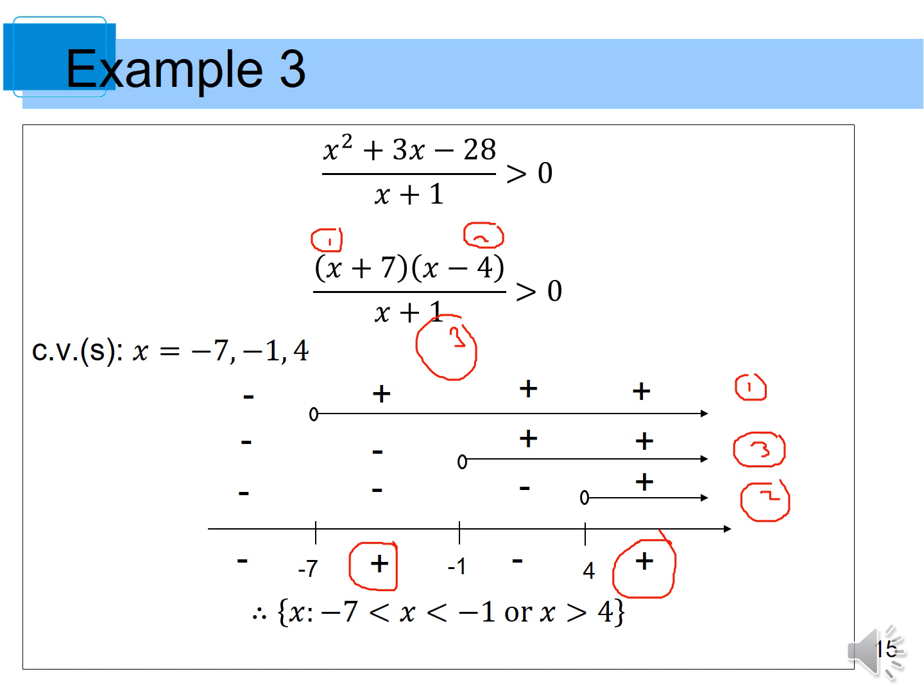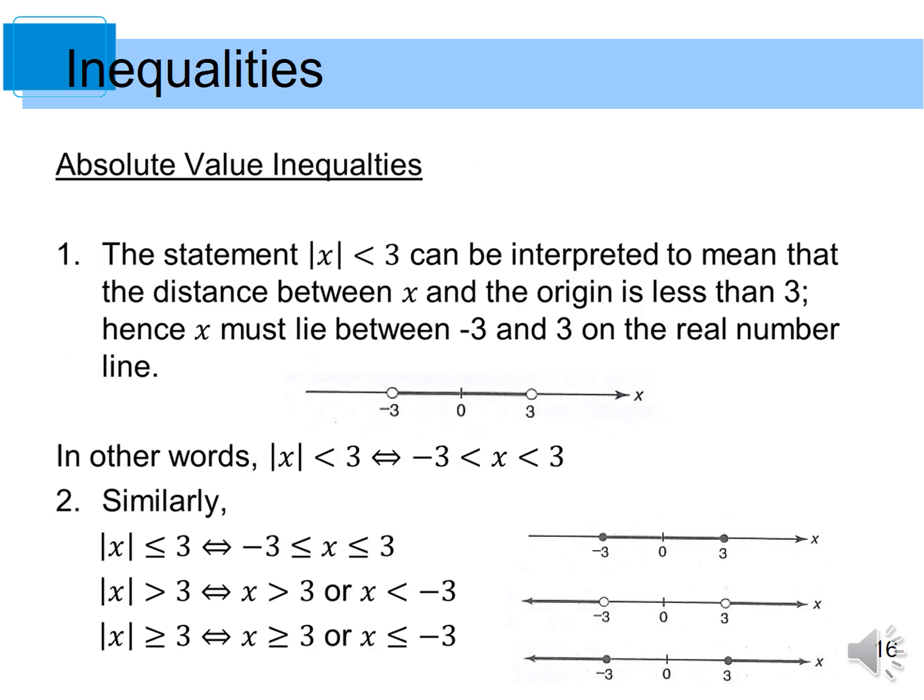So this is the answer. For absolute value inequality, the statement modulus of x, or we say absolute value function of x less than 3, can be interpreted to mean that the distance between x and the origin is less than 3. So x must lie between -3 and 3 on the real number line.